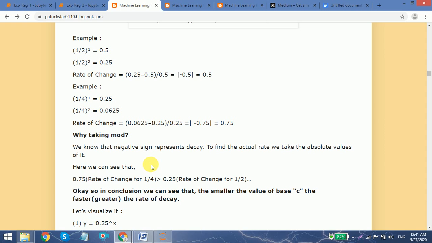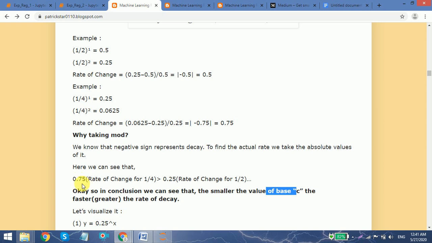So here you can see that the absolute value of the rate of change for 1/4 is 0.75, and the absolute value of the rate of change for 0.5 equals 0.25. So here you can see that 0.75 is greater than 0.25. So in conclusion, we can say that the smaller the value of base c, the faster the rate of decay.